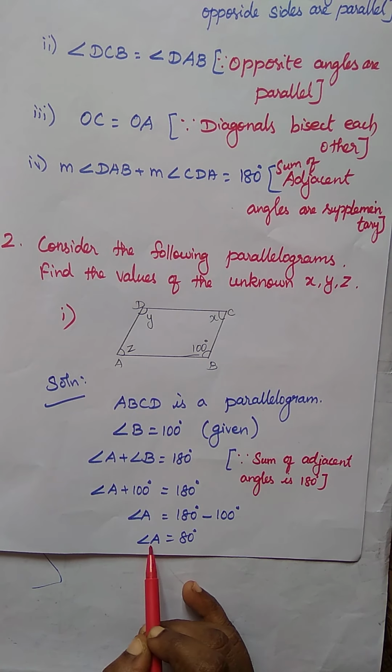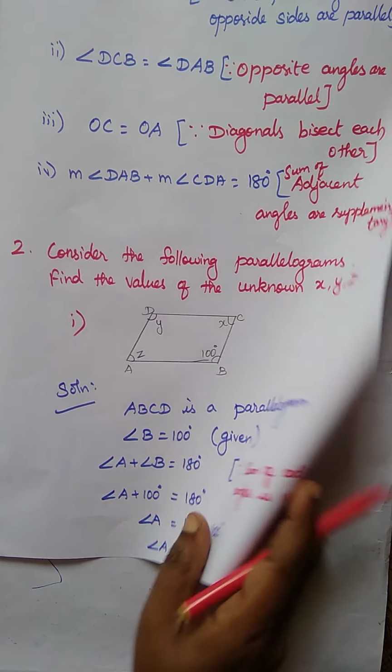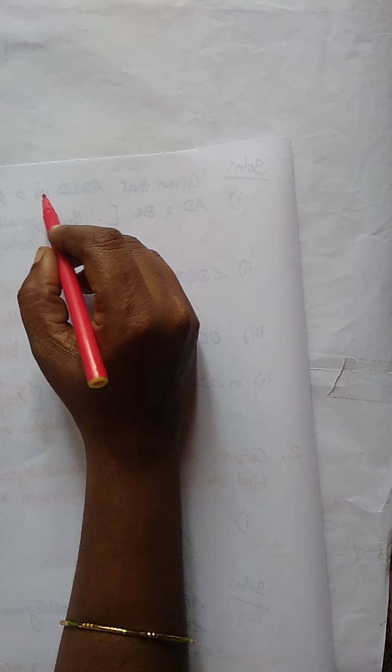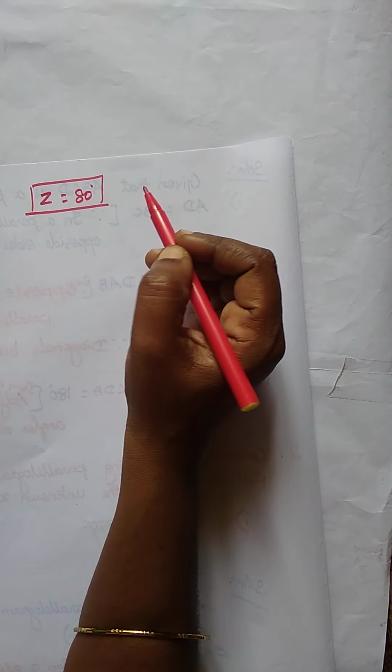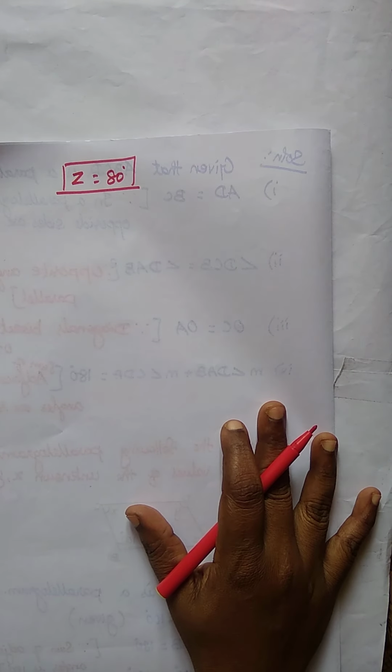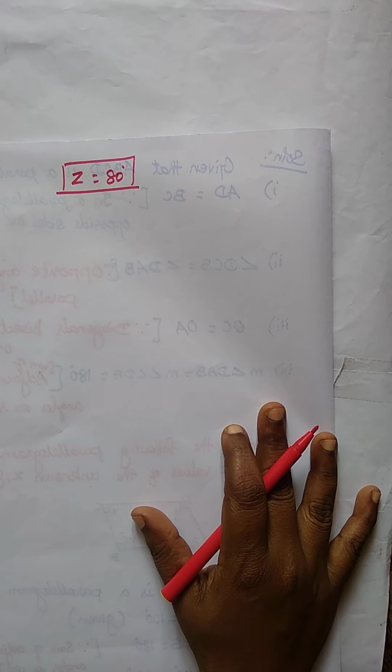Now angle A is what? Z. Okay, so Z is equal to 80 degrees. So we find the angle, that is Z. Now we will find X and Y values. In X and Y, see the figure.